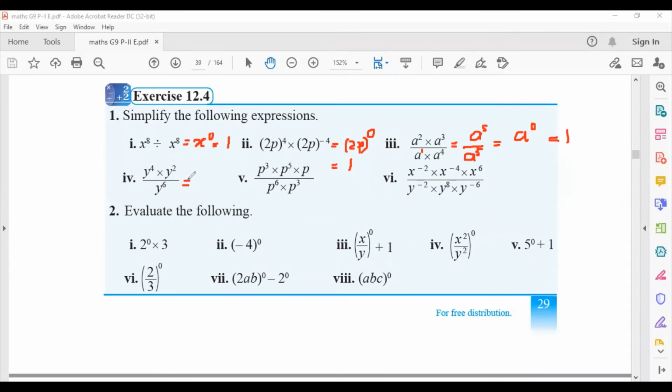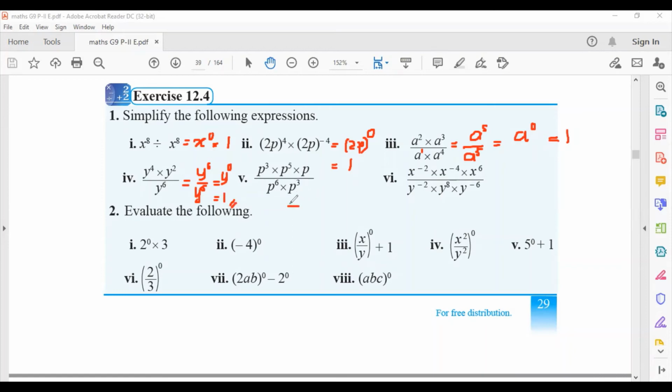Let's move to the fourth question. Y to the power 4 times y to the power 2 is y to the power 6, divided by y to the power 6. When multiplying same bases, indices should be added. But when dividing, indices should be subtracted. Therefore, it becomes y to the power 0, 6 subtract 6. Any number except 0 to the power 0 is 1. Therefore, the answer is 1.